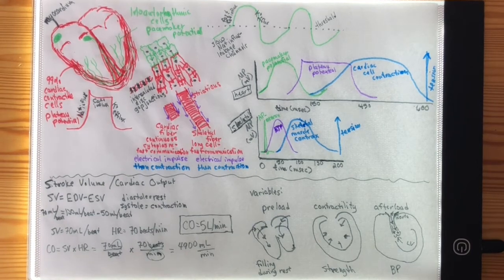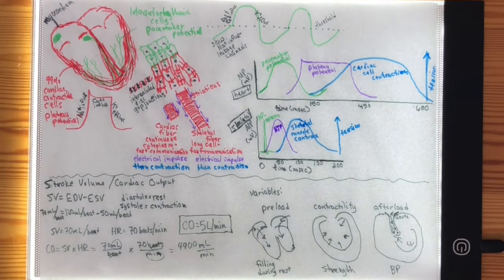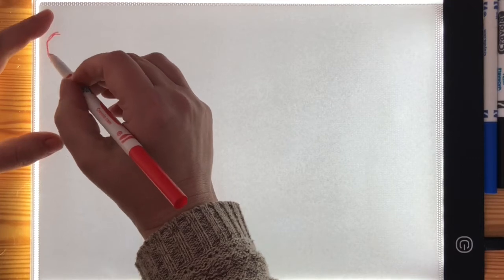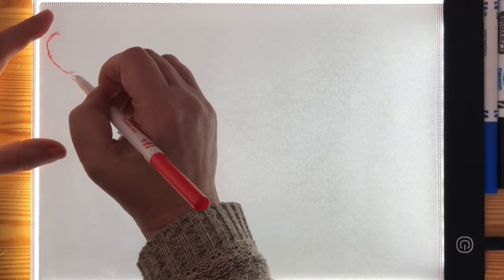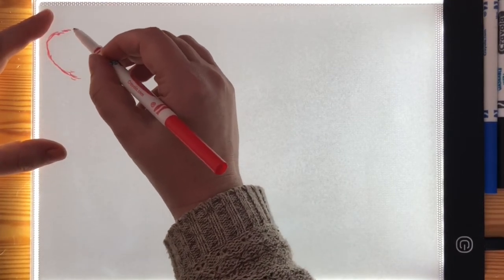Our first lecture concerning the cardiovascular system is going to be discussing the different types of cells that are found in the heart and their general behavior, their general physiology, and then also discussing stroke volume and cardiac output. We're going to start off focusing on one particular layer of the heart wall.